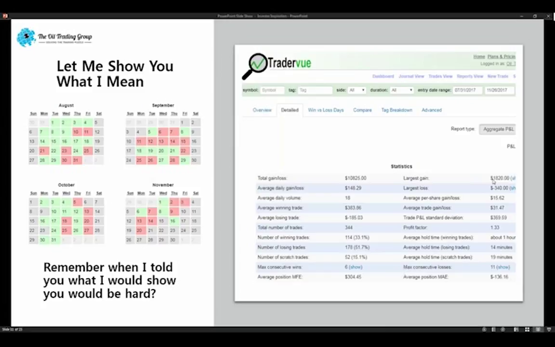My largest gain on these trades was $1,820, and my largest loss was $340. If you take 1820 and divide that by 340, that is a 5-to-1 reward-to-risk ratio. Also, the average winning trade was 384 and the average losing trade was 185, which is a 2.1 reward-to-risk ratio. So you're beginning to see where my statistical edge lies, and I will show you how you can develop this into your own. It is cutting the losers short and letting the winners run.